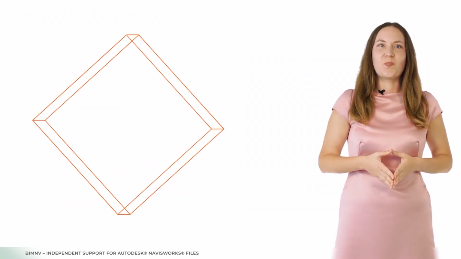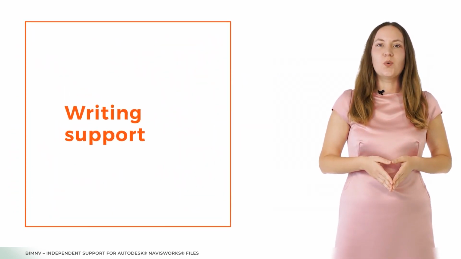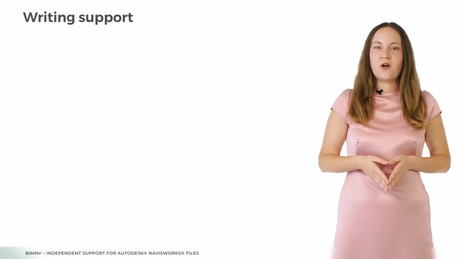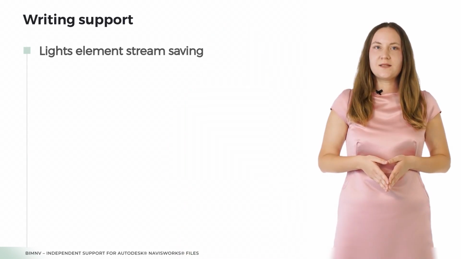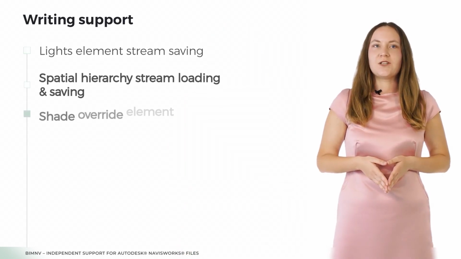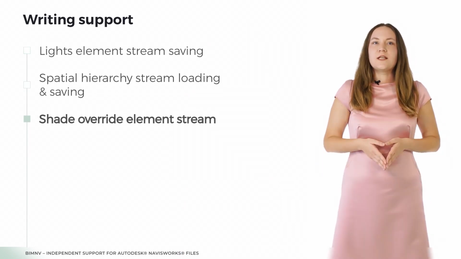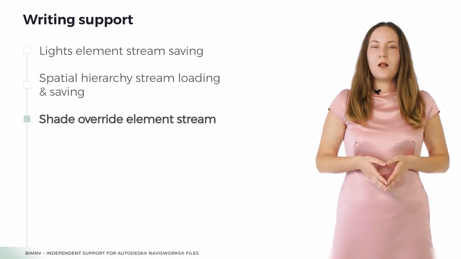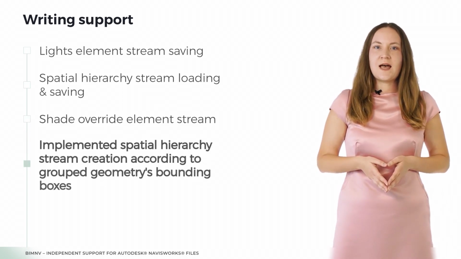One of the largest parts of our work last year was to start writing correct NWD files. We started this task with resaving NWD files, which were opened with BIM SDK. In the scope of this task, BIM team implemented saving of streams like lights elements, spatial hierarchy, and shadow override elements. Saved NWD files won't be correct without these streams. A lot of time was spent investigating and implementing spatial hierarchy tree generating.